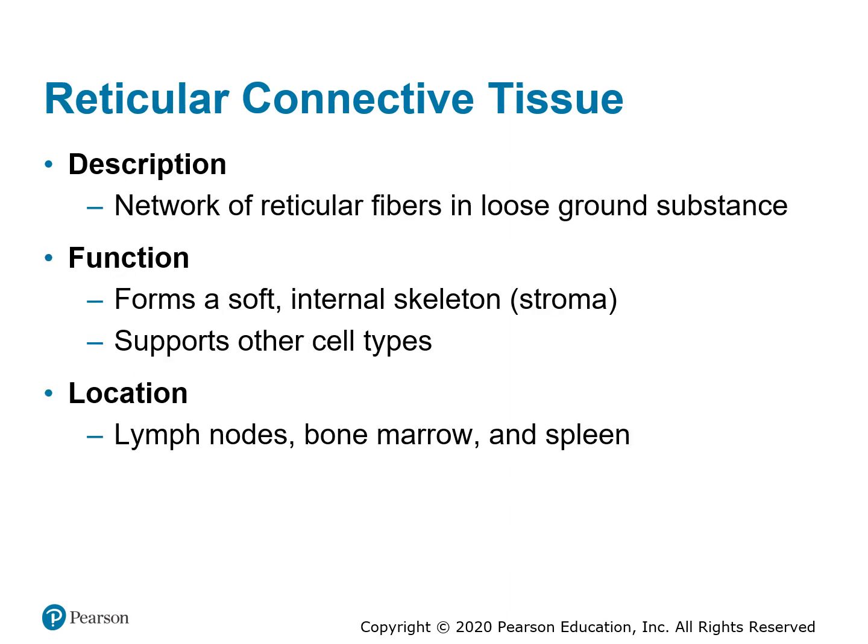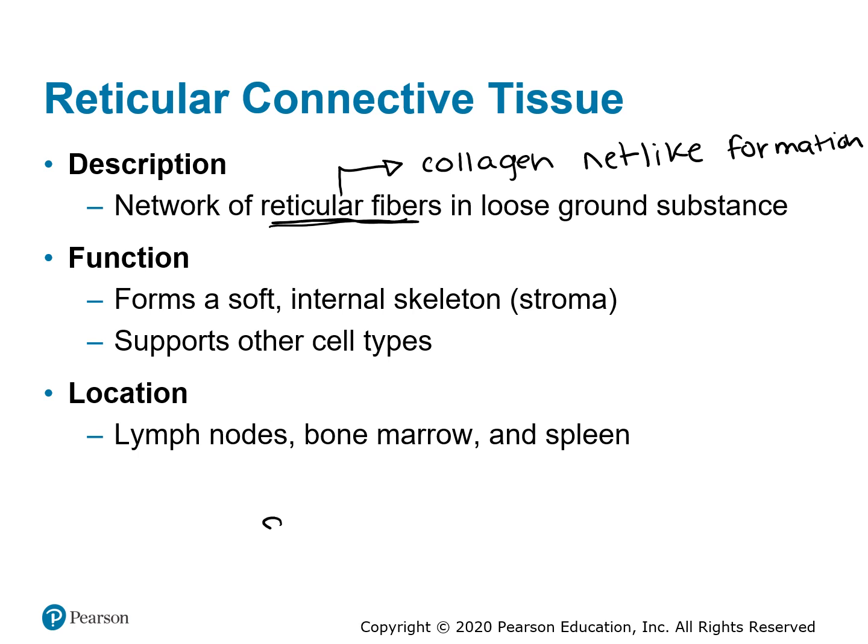Okay, last type of proper connective tissue is reticular connective tissue. If you can imagine, it is mostly just reticular fibers. Those reticular fibers are made of collagen, but they are in a net-like structure or formation. This reticular connective tissue functions as a scaffolding for your soft organs.